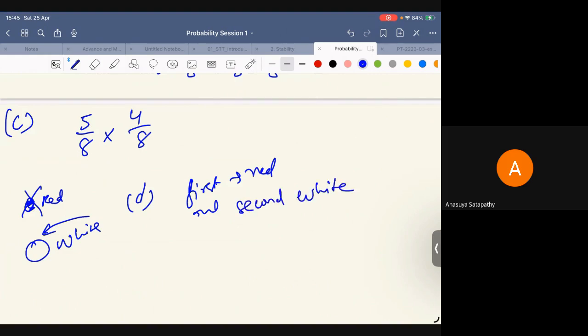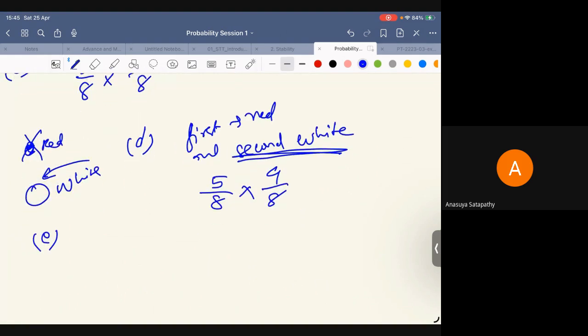So how will you compute this one? First ball red means 5 by 8, right? Yes. Second ball white. Just tell me what I will get. In the second draw, I got a white ball. What is the probability that in the second time I will get a white ball? 4 by 8. Yes, 4 by 8. Okay.